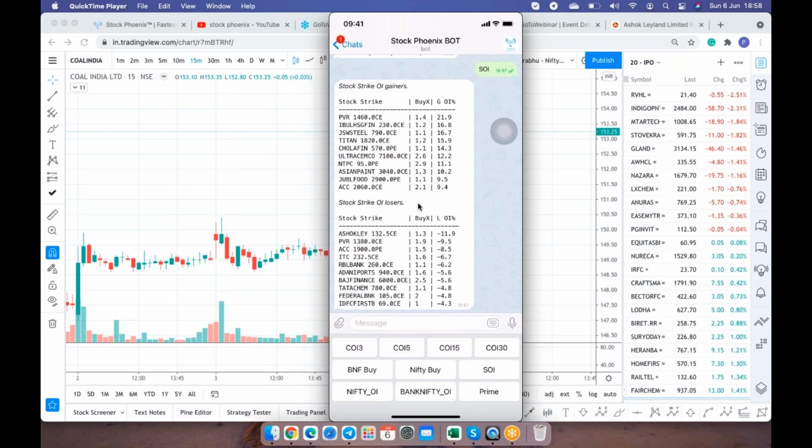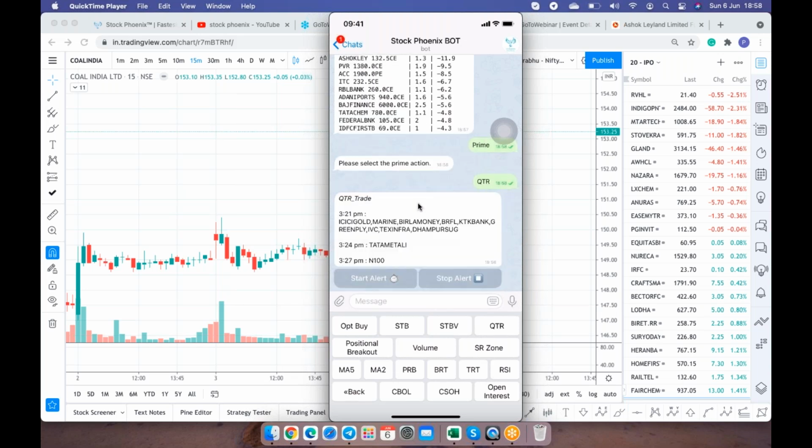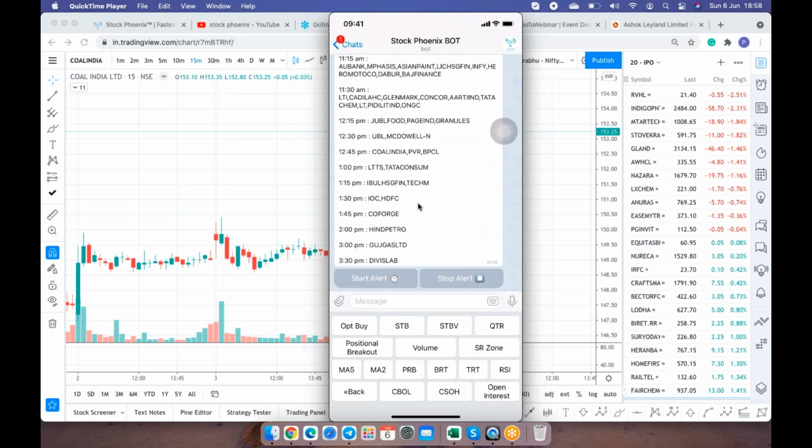One is SOI and one is QTR. So these two we are yet to start, and even TRT. These three features we have to start testing from Monday onwards, and I'm pretty sure this is going to give you very, very important information. That's why we keep it in a Prime section.